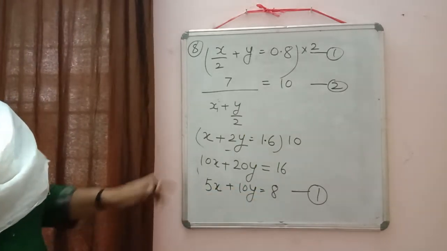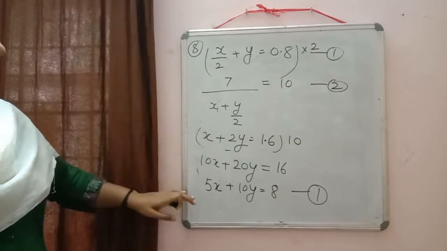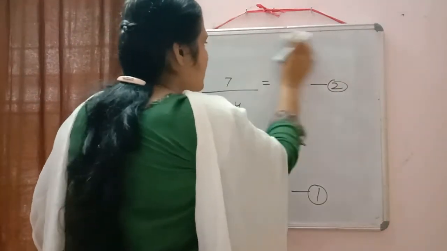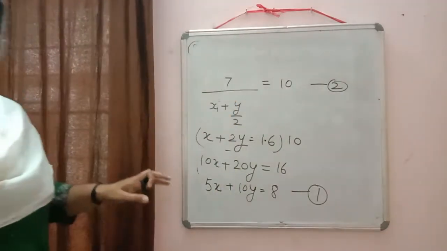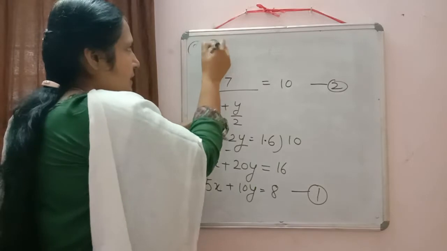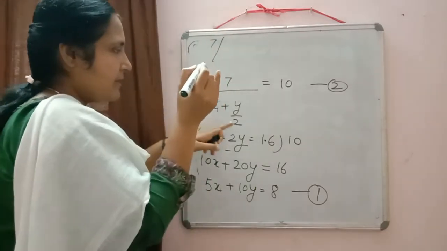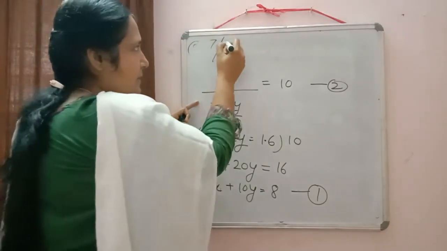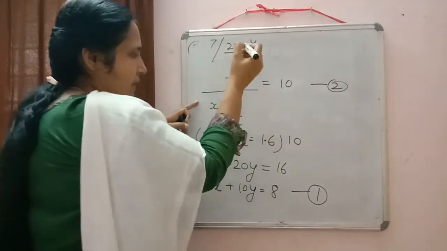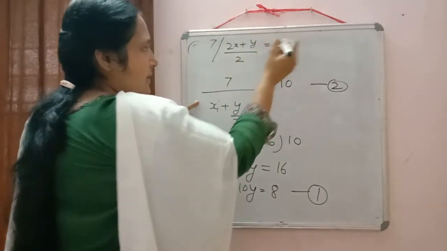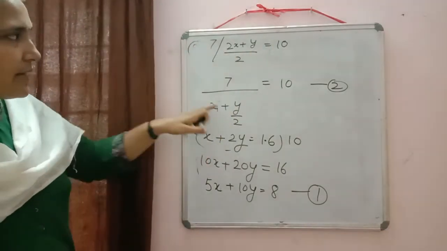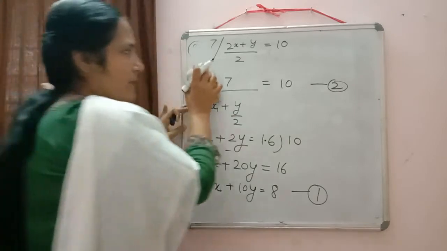Now what do we have to do? We have to simplify the second equation also. In the second equation it was written 7 divided by something. So first we can simplify this one. It will be 7 divided by, with cross multiplication, we will get 2x plus y by 2 is equal to 10. So 7 divided by (2x plus y by 2) is equal to 10.